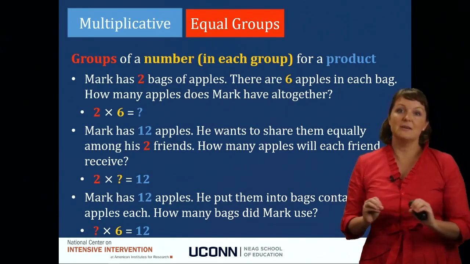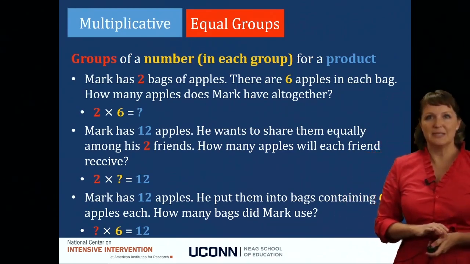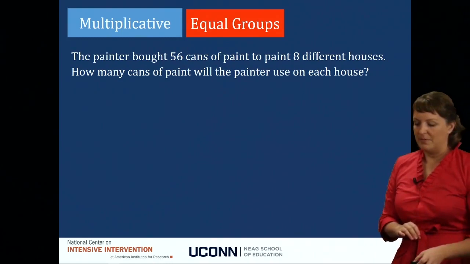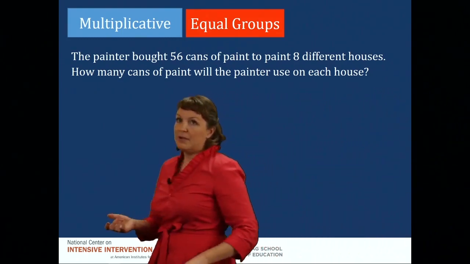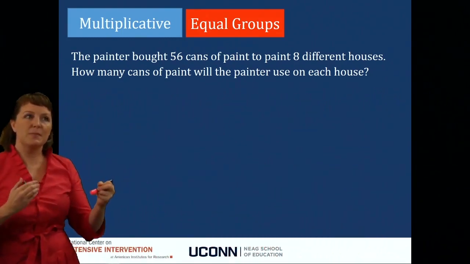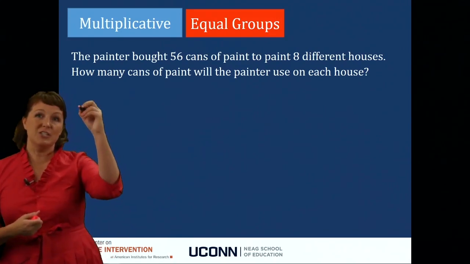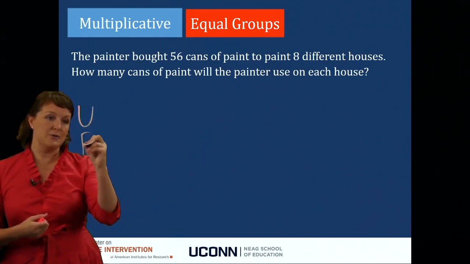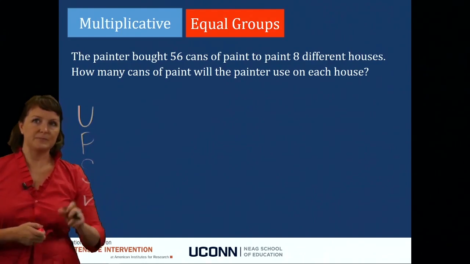And here, the schema is an equal groups schema. So let's look at this problem here. I see a word problem, and what am I going to do every time I see a word problem? I'm going to use my attack strategy. And the attack strategy that I like to use most is that UPS check.